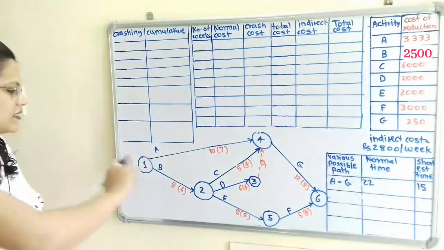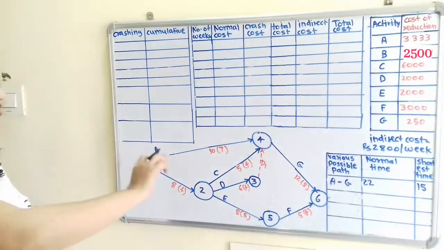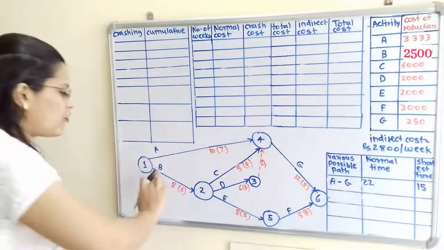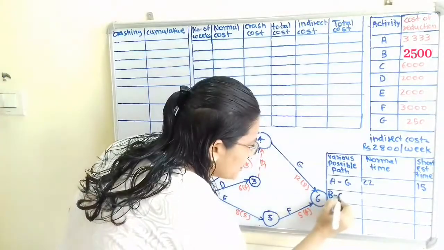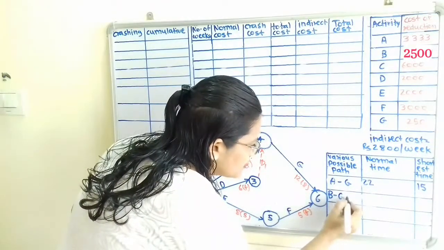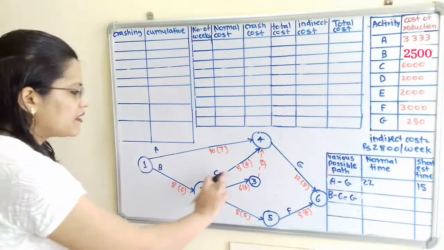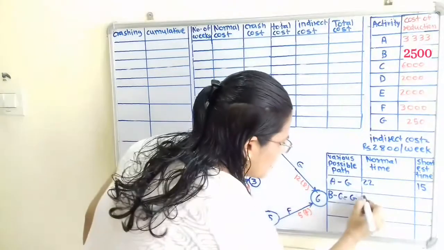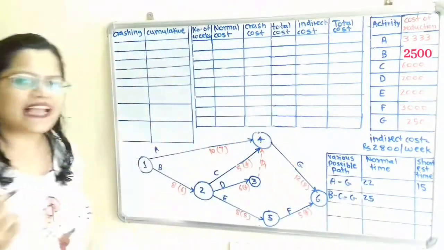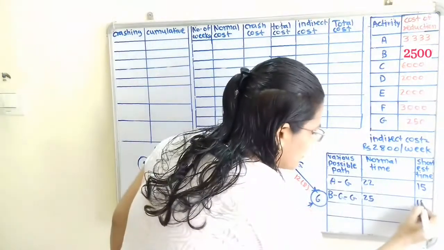Now next, 1, 2, 4, 6. Now in this, which activities are involved? B, C, G. So I will write here B, C, G. Now we will calculate the normal time. 8 plus 5, 13, 13 plus 12, that is 25. Now we will calculate the shortest time. 6 plus 4, 10, 10 plus 8, 18.